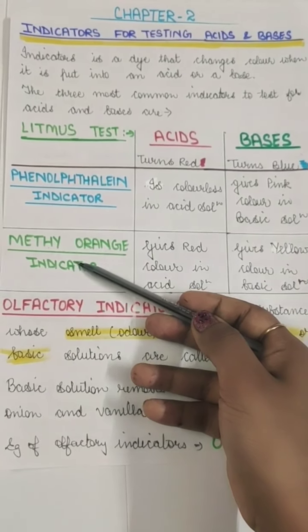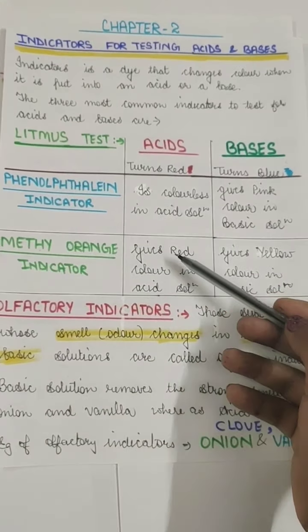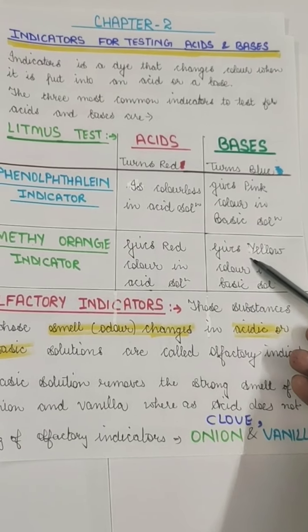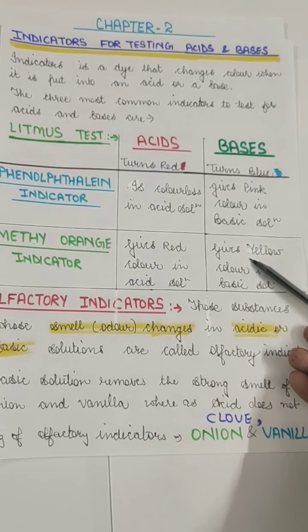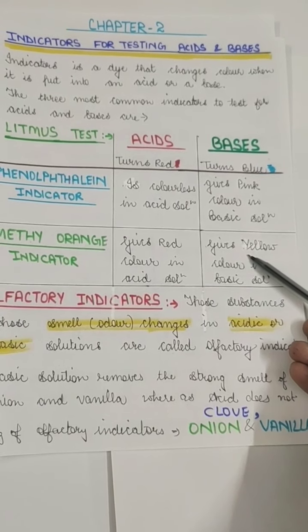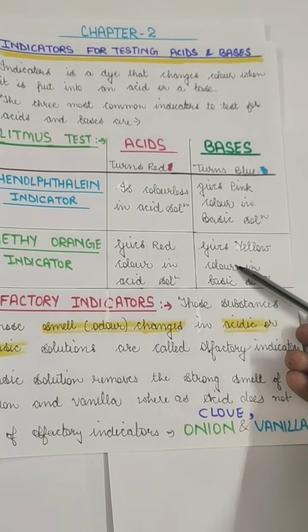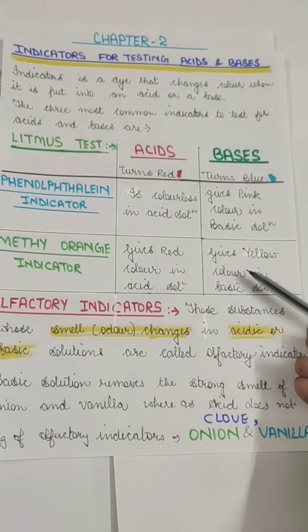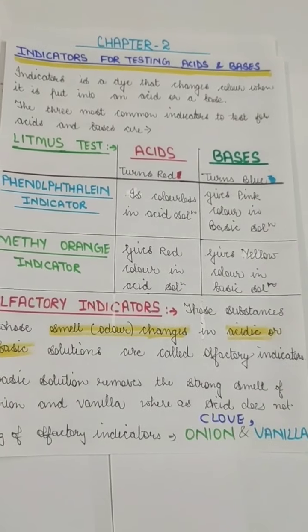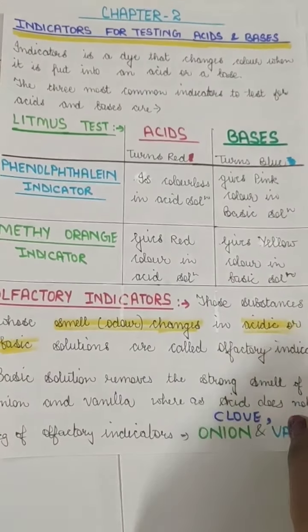Now methyl orange is also an indicator. It gives a red color when mixed with acid, and it gives yellow color when it is mixed with base. The color could be yellow or slightly orangish depending upon the concentration of base and the quantity of methyl orange indicator. So these three are the important indicators.